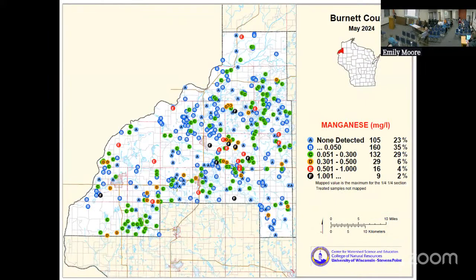Here's the manganese levels. It's difficult to see, but if you look at the maps, once they're put online, you'll see similar kind of patterns in terms of where we find the highest concentrations of iron and manganese, oftentimes overlap in nature.